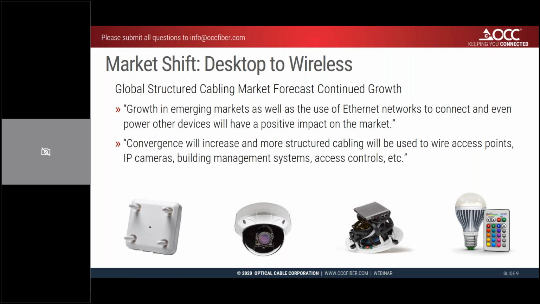So more market shift. There's a growth in emerging markets as well as the use of Ethernet networks to connect and even power other devices, and that will have a positive impact on the market. Yeah, it makes sense, right? Convergence will increase and more structured cabling will be used to wire access points, IP cameras, building management systems, access controls. Yeah, all these things want data, and all these things want power as well.